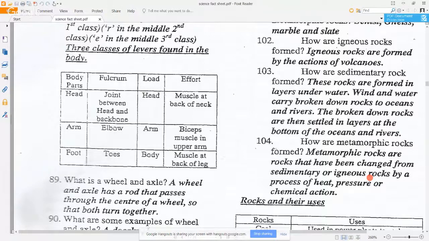Your arm: the fulcrum is the elbow. The load is your arm, and the effort will be the bicep muscles, biceps, in your upper arm. Your foot: your toes provide the fulcrum. The load is your body, and the effort is supplied by the muscles at the back of your leg.